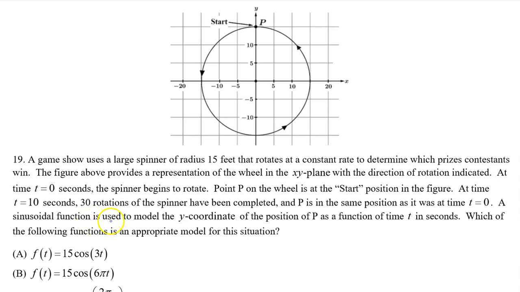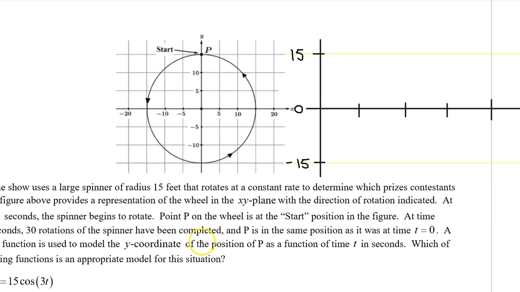A sinusoidal function is used to model the y-coordinate of the position of P as a function of time t in seconds. Which of the following functions is an appropriate model for this situation? This situation is very similar to the previous problem, except this time function f represents the value of the y-coordinate. So at time t equals 0, point P is at the start, which is a y value of 15. So at t equals 0, we are starting at the maximum y value of 15.